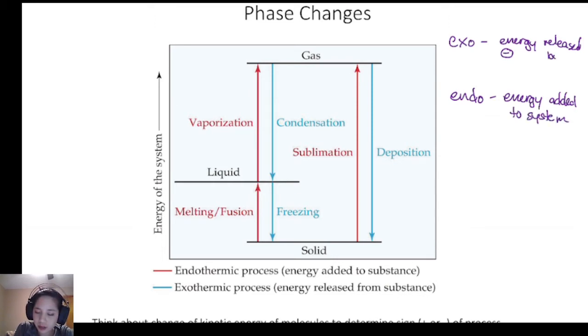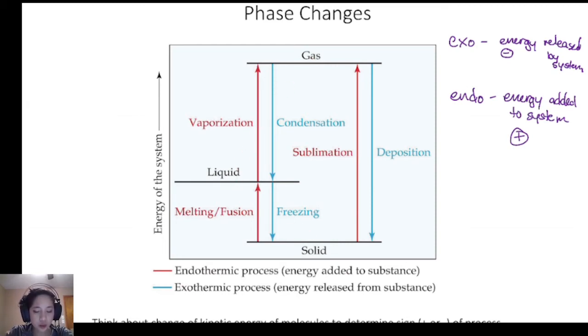So maybe released by system. I'll say that. And typically there's a positive energy that corresponds with an endothermic process. So all of these different processes going from a liquid to a gas to a solid. Okay, so we probably know what these terms are.